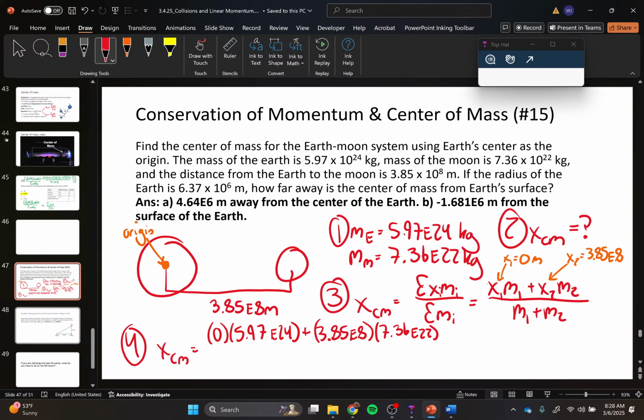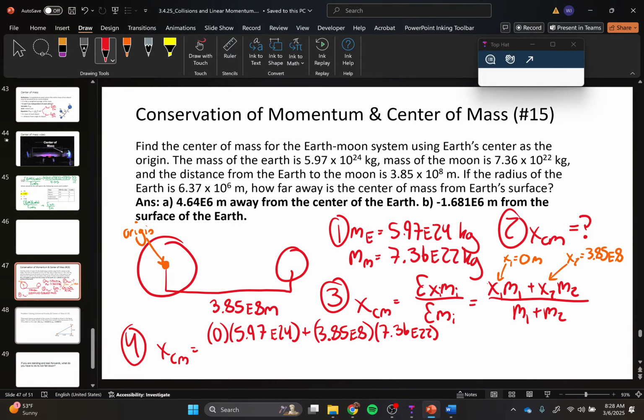All right, I'm starting to plug in the numbers here. The distance of the origin of the Earth is 0, so that times the mass of the Earth, 5.97E24, plus the distance to the Moon from the origin, 3.85E8, times the mass of the Moon, 7.36E22.